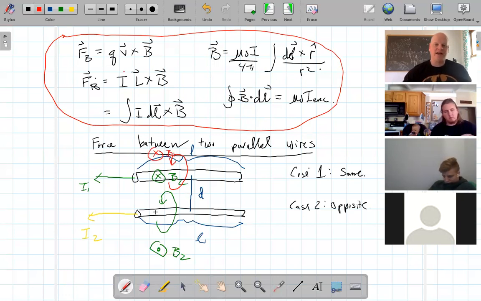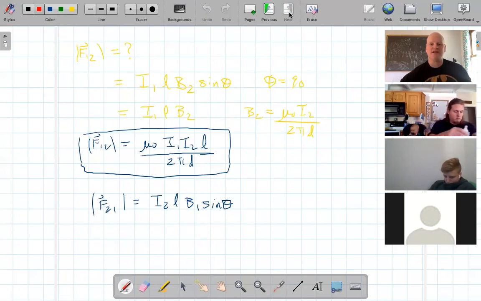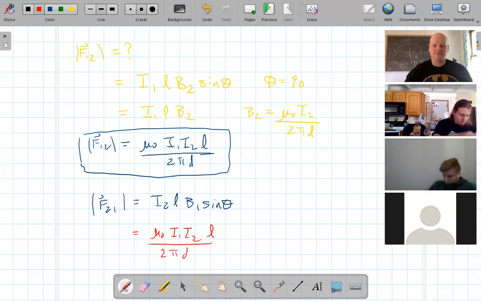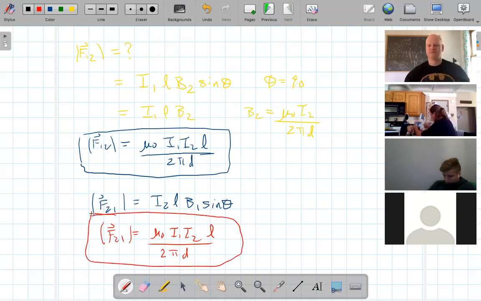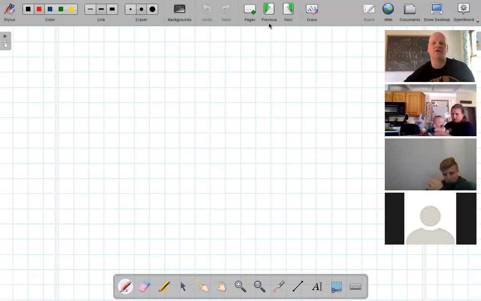So this is B1, and anywhere down here, B1 is going in this direction. Again, the angle between the two is simply 90 degrees as it was before, which means that this guy is going to be equal to, by exactly the same argument, mu naught I1 I2 times L, all divided by 2 pi d. So these two forces, as we can see from here, are magnitude-wise exactly the same. That means that the magnitude of the force on 1 by 2 is exactly the same as the force on 2 by 1.